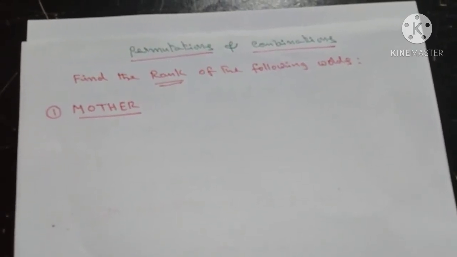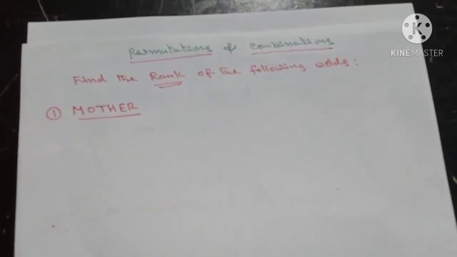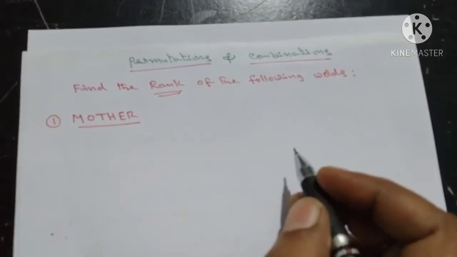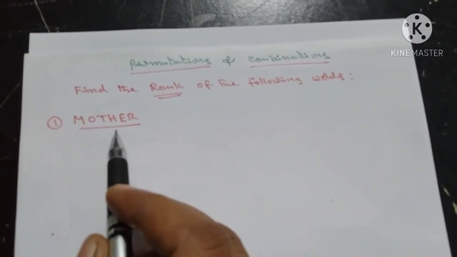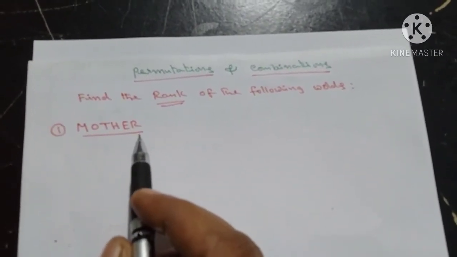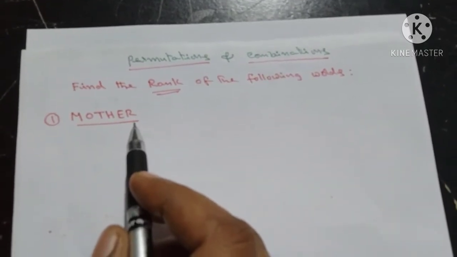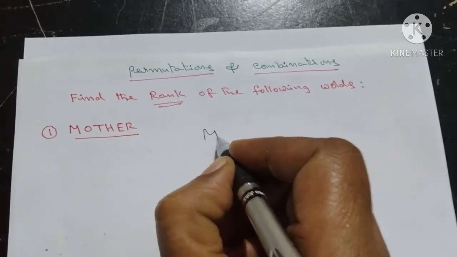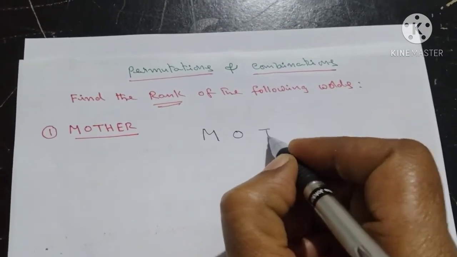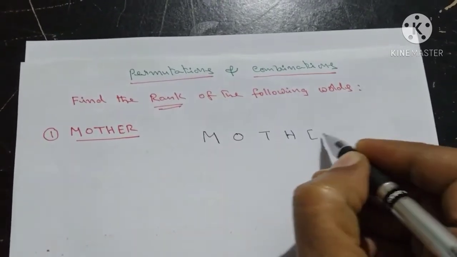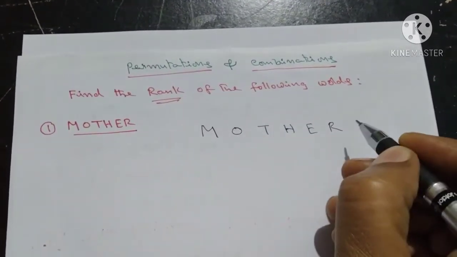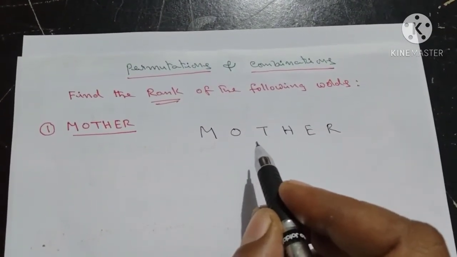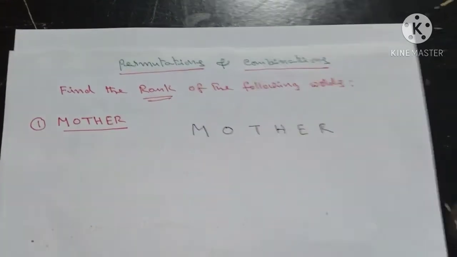Now, super tricks for finding the rank of the following words. First one, mother. Now we will find the rank of the word mother. First write the given word mother, and then give the ranks to the letters of the given word in the dictionary order.